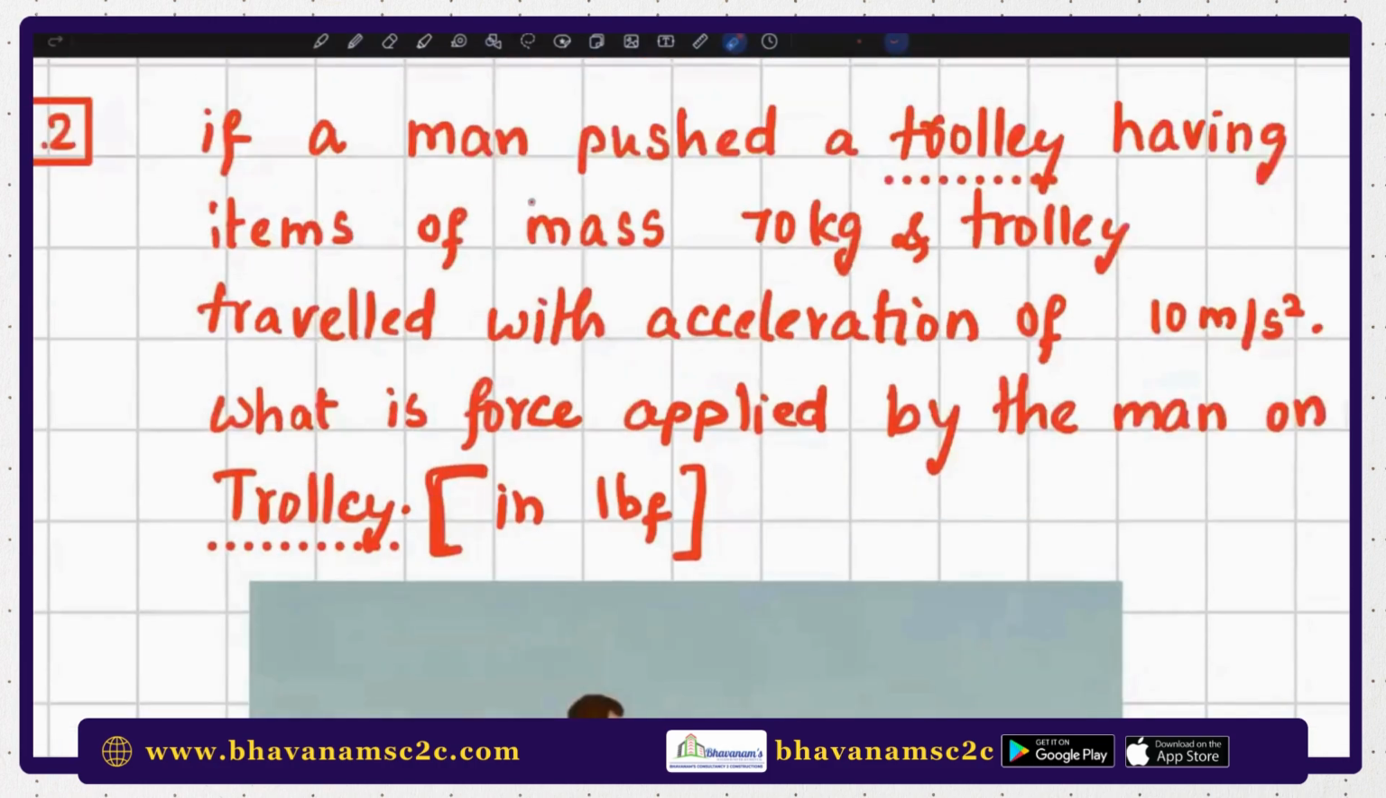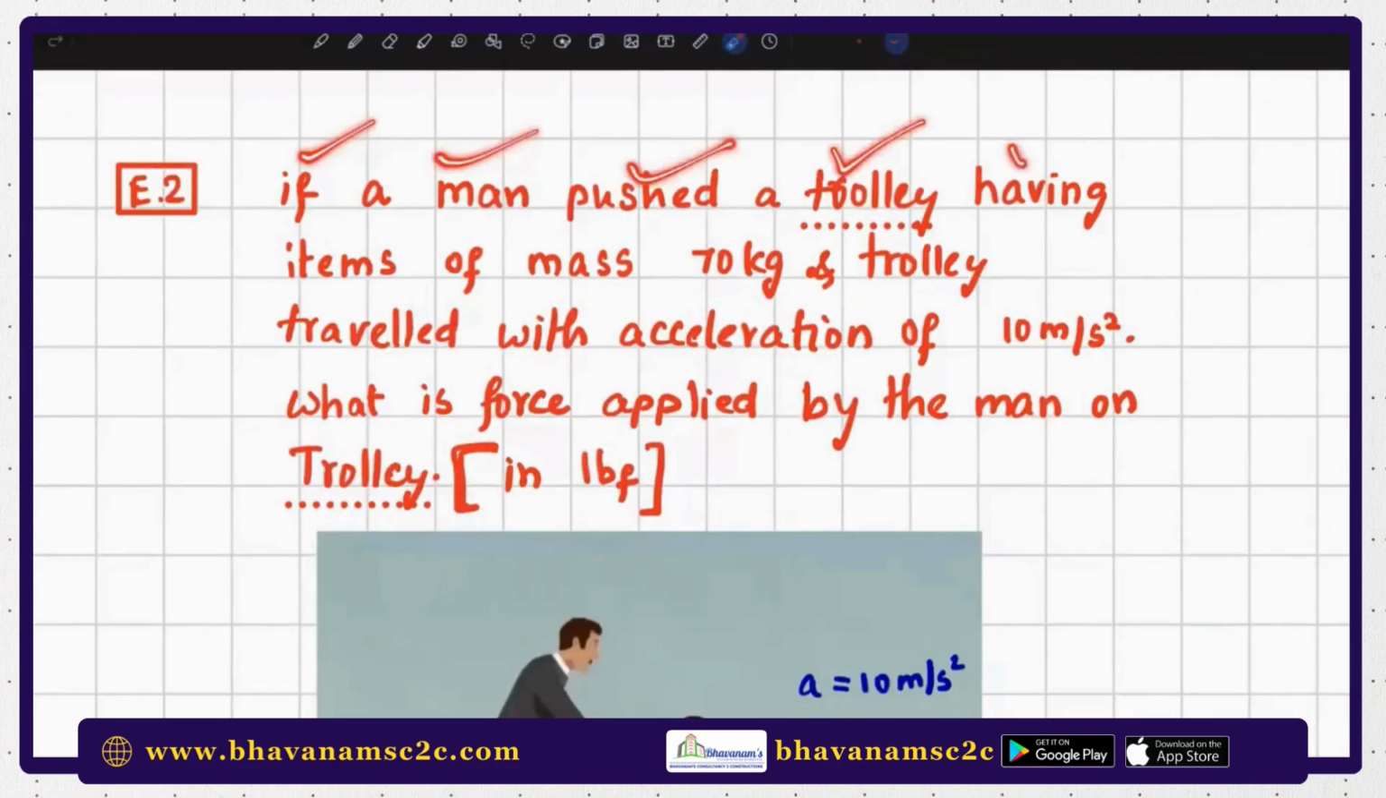So let's see the question. If a man pushed a trolley having items of mass 70 kg. Even in the FE exam, in the question, the units can be in SI units as well as in pounds. It is his choice. In this question, the mass is in SI units, but you can see the answer he wants is in US units. So he can ask it any way. The given data can be in US, the answer can be asked in SI, or vice versa. So you must be very thorough and clear to convert and get the answer in any unit.